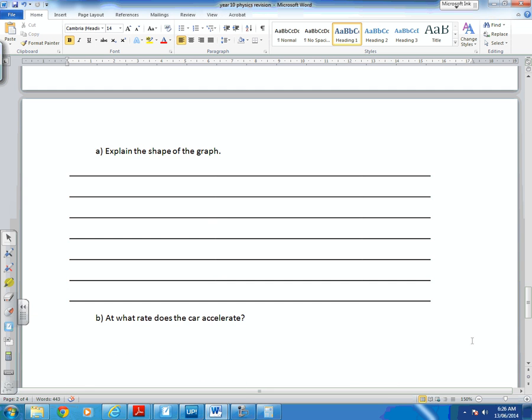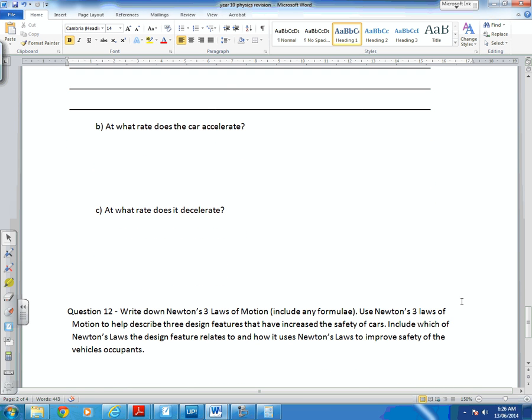So explain the shape of the graph. Accelerate, constant speed, and decelerate. Obviously, I'm going to be expecting you to write some nice continuous prose there. For these, say how long. So tell me how long they're actually travelling for. At what rate does the car accelerate? So we want to find A.